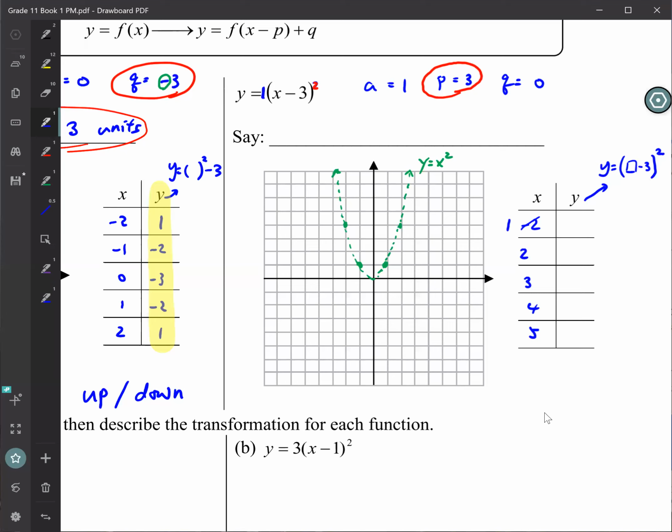I'll do the first one for you guys. So 1 goes in, 1 minus 3, that's -2, square. So your first Y value should be 4. Okay, so please finish the graph and raise your hand.